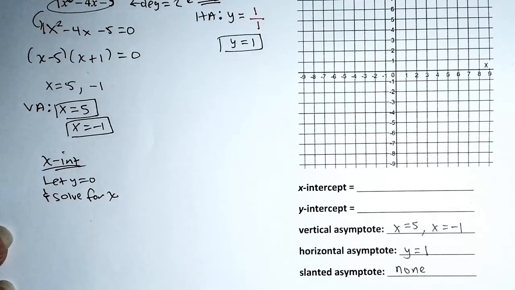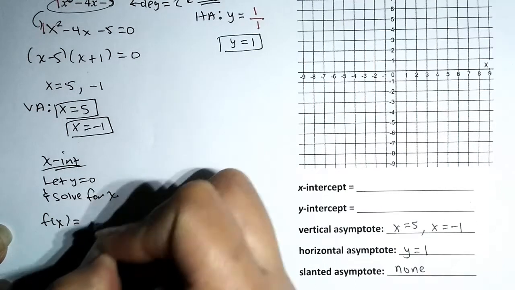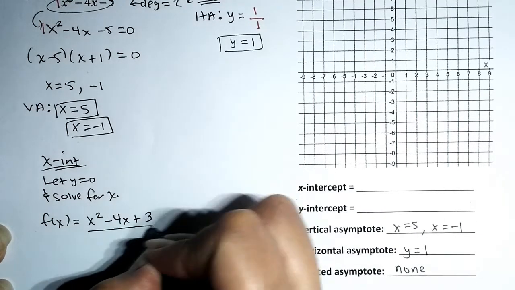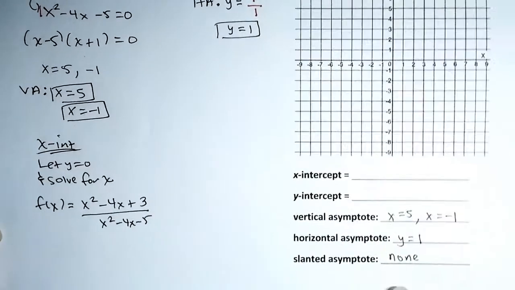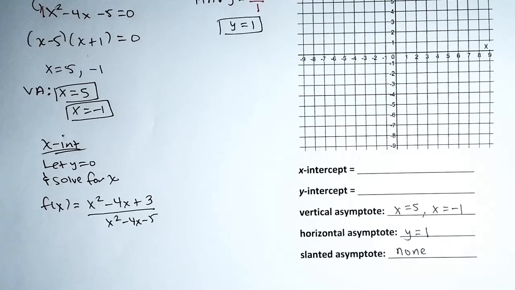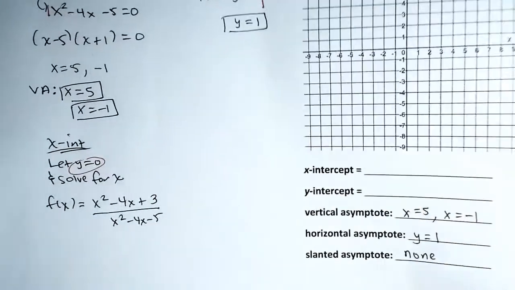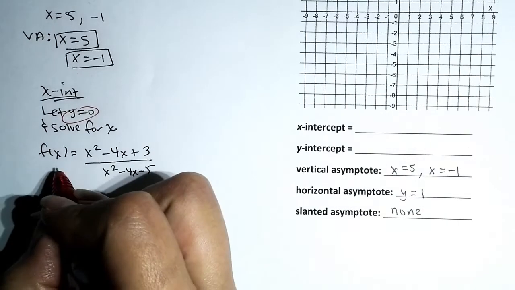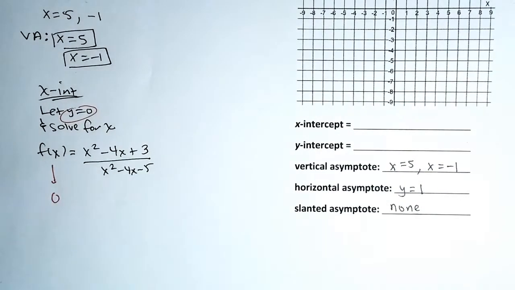So let's do this. Where's the function? So we have f of x is equal to x squared minus 4x plus 3, all over x squared minus 4x minus 5. Sorry, my hand is in the way. Cool. So to find the x-intercept, we're going to let y equal 0 and solve for x. So again, you show what you need to show me. It just depends how comfortable you feel with this material. So we know that f of x is just another name for y. So in this case, we let y equal 0 and then solve for x.